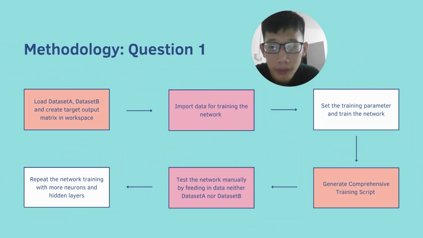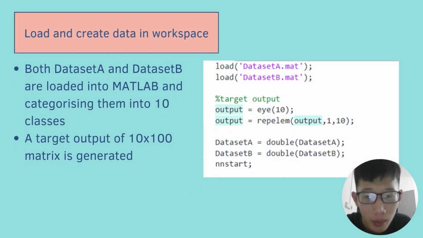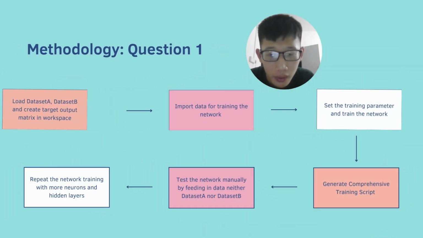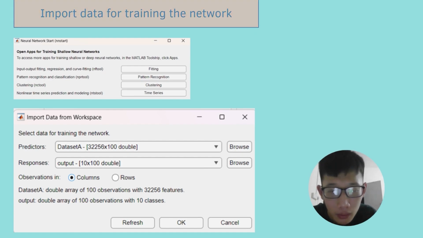Now I will talk about the methodology for question 1. The first step is to load and create the data in the workspace. Both dataset A and dataset B are loaded into MATLAB and categorized into 10 classes, and the target output of a 10 times 100 matrix is generated. The second step is to import data for training the network. Predictors and responses are selected for training. We set the column of the predictors matrix and responses matrix to be a sample.